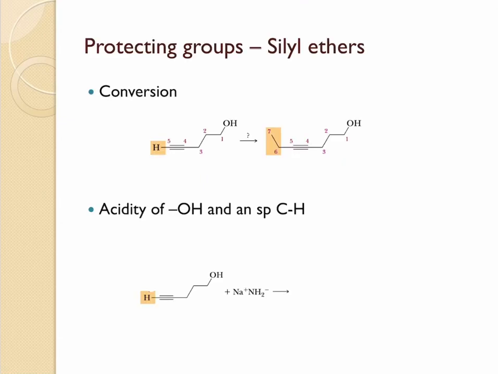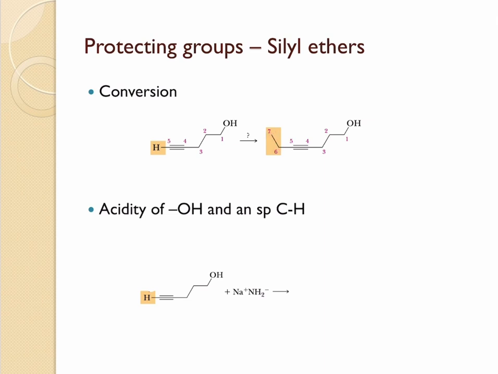When dealing with organic compounds containing two or more functional groups, it is often necessary to protect one functional group while carrying out a reaction at another functional group. Let's say that we want to synthesize 4-heptyn-1-ol from 4-pentyn-1-ol. When we look into this reaction, we can see that there are two extra carbons in the product than what we have in the starting material.